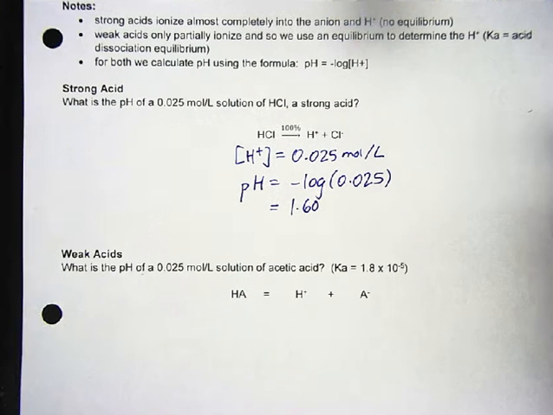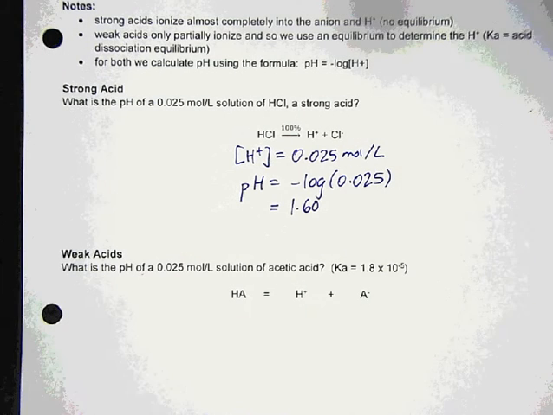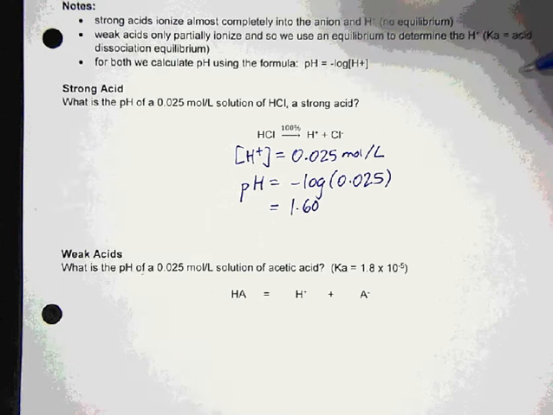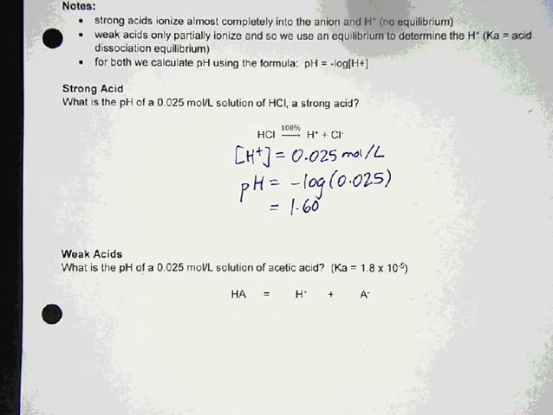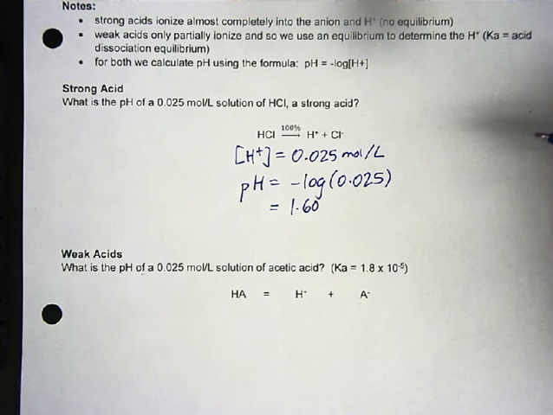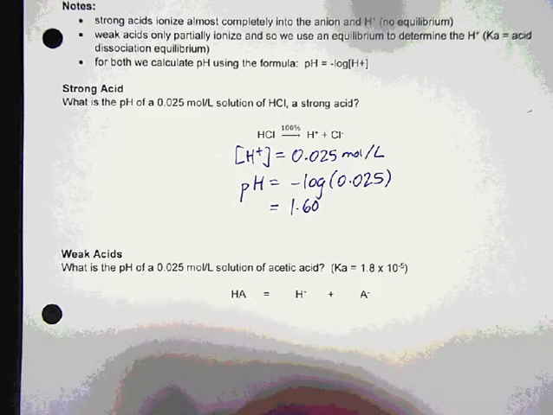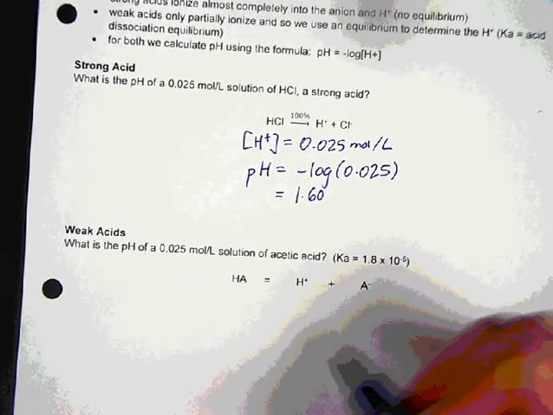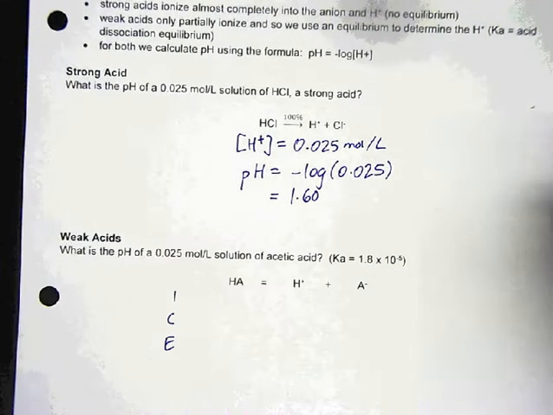Now the reason why we're doing this is we're going to compare this to what happens with a weak acid. In this case, we're looking at acetic acid. Acetic acid is just vinegar, and it has an equilibrium. So here we're going to have to use our ICE table that we're accustomed to using. This question's asking us, what is the pH of a 0.025 mole per liter solution of acetic acid? We don't know how much is converted into the anion and the H plus, so we need to use our ICE table to figure that out.